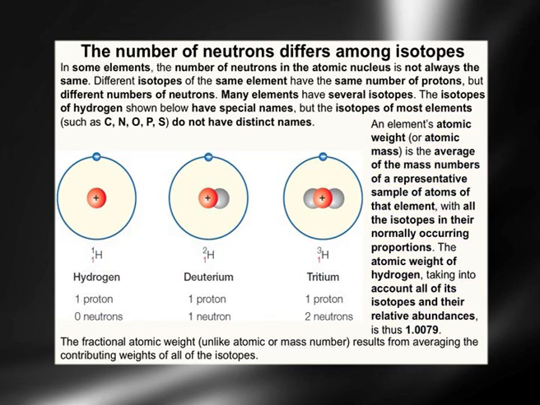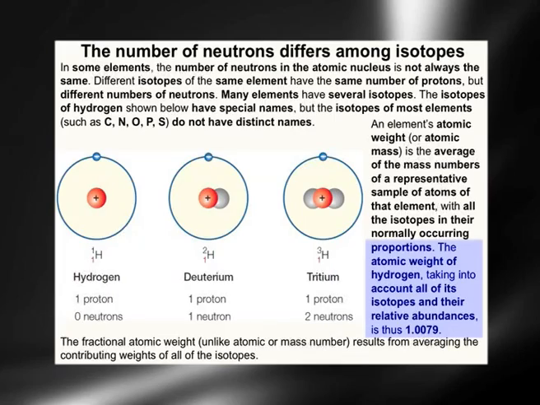Now atomic weight, which is also called atomic mass, is the average of the mass numbers of the different isotopes present for the element, taking into account their relative abundance. Consequently, these average values can become fractional. For example, the atomic weight of hydrogen is 1.0079. On the other hand, atomic number is always integral. For hydrogen it is 1.